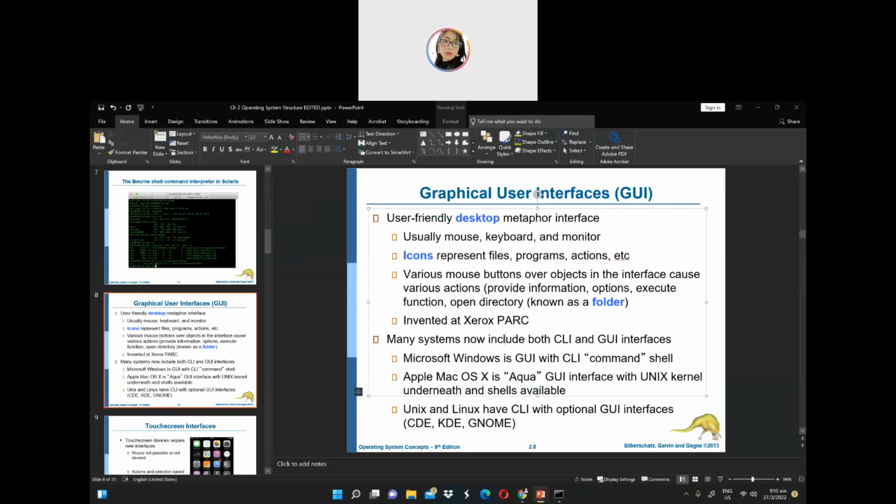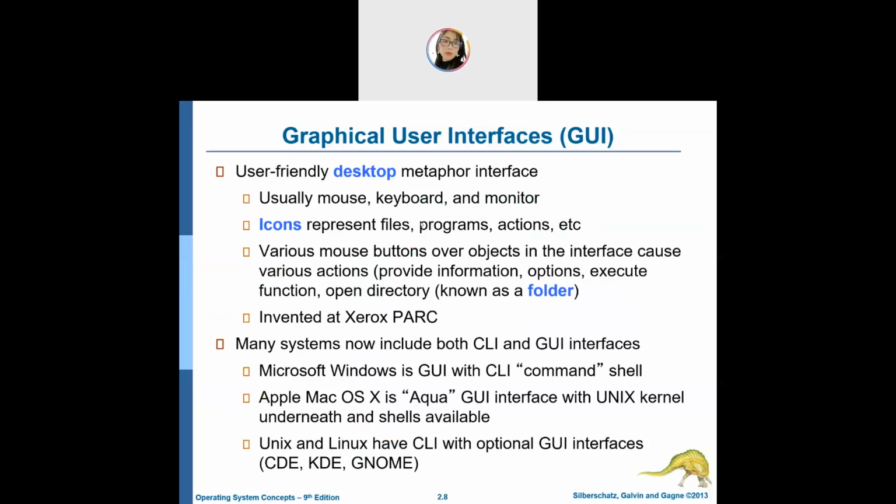Many systems now include both. You can have CLI, you can also have GUI, which is similar to our Windows currently. All our devices have both settings. I don't know whether our smartphone has two, but normally on our smartphone, we only have the GUI. Microsoft Windows is GUI with also CLI, which is under your command shell. While for macOS, you are referring to the core, which is the GUI interface with the Unix kernel underneath and the shell that is available.